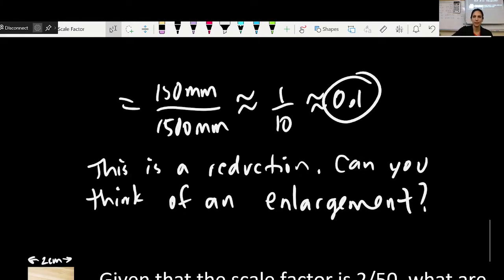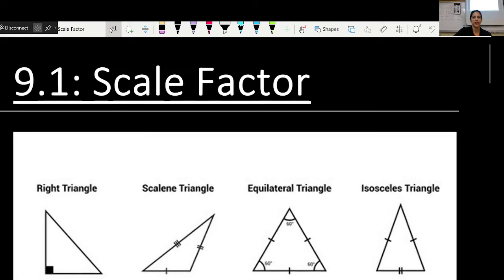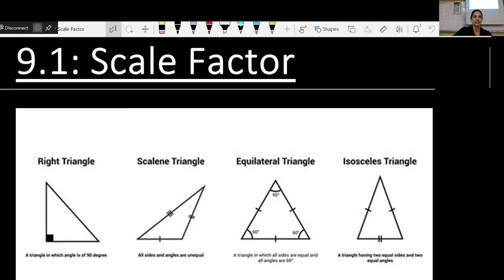With 9.1, which is called scale factor. I'm going to start with what might be a little bit of a review for some of you, but it might also be brand new. That's okay, whichever of those two it is for you. Not a big deal because I'm going to build in review anyhow. So for people who haven't done this before, you'll learn it now.